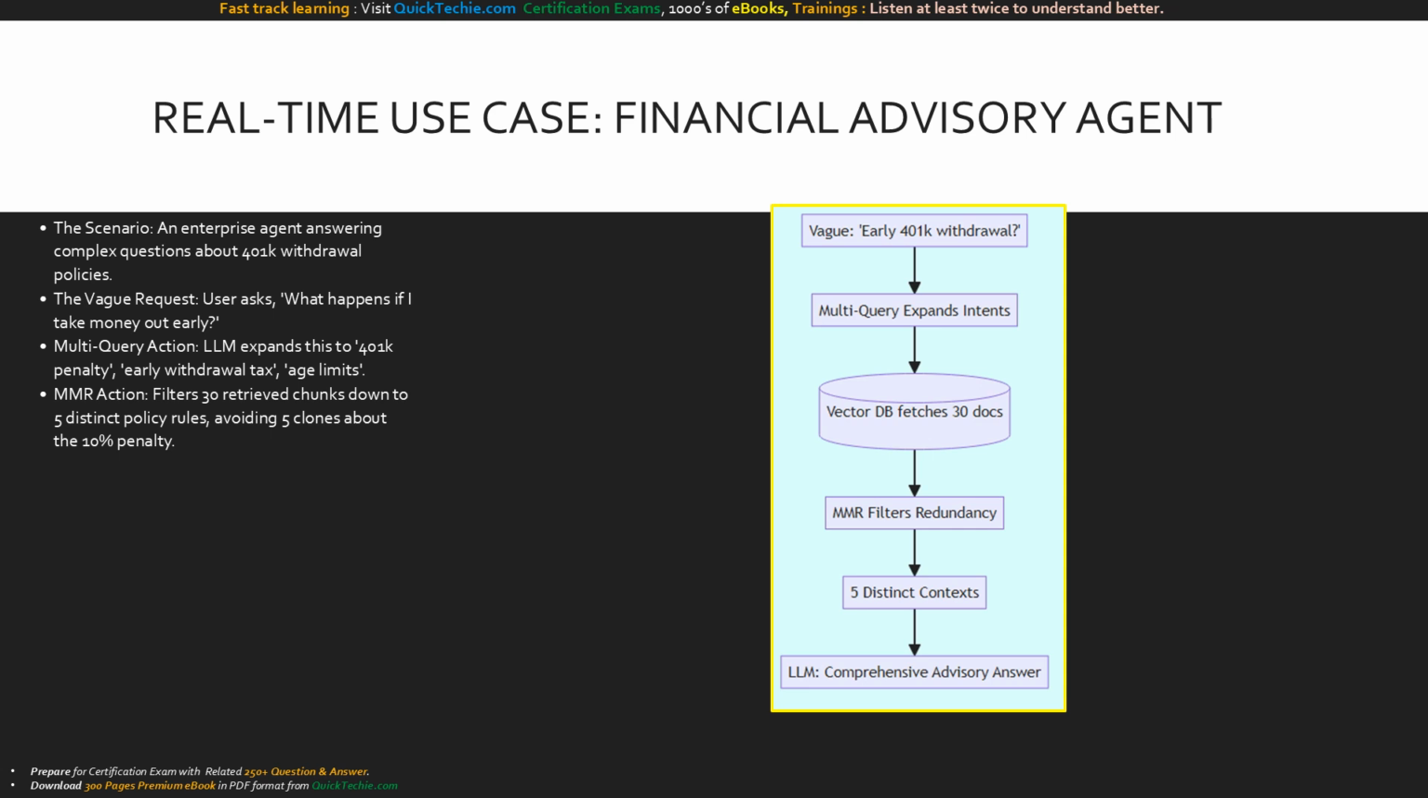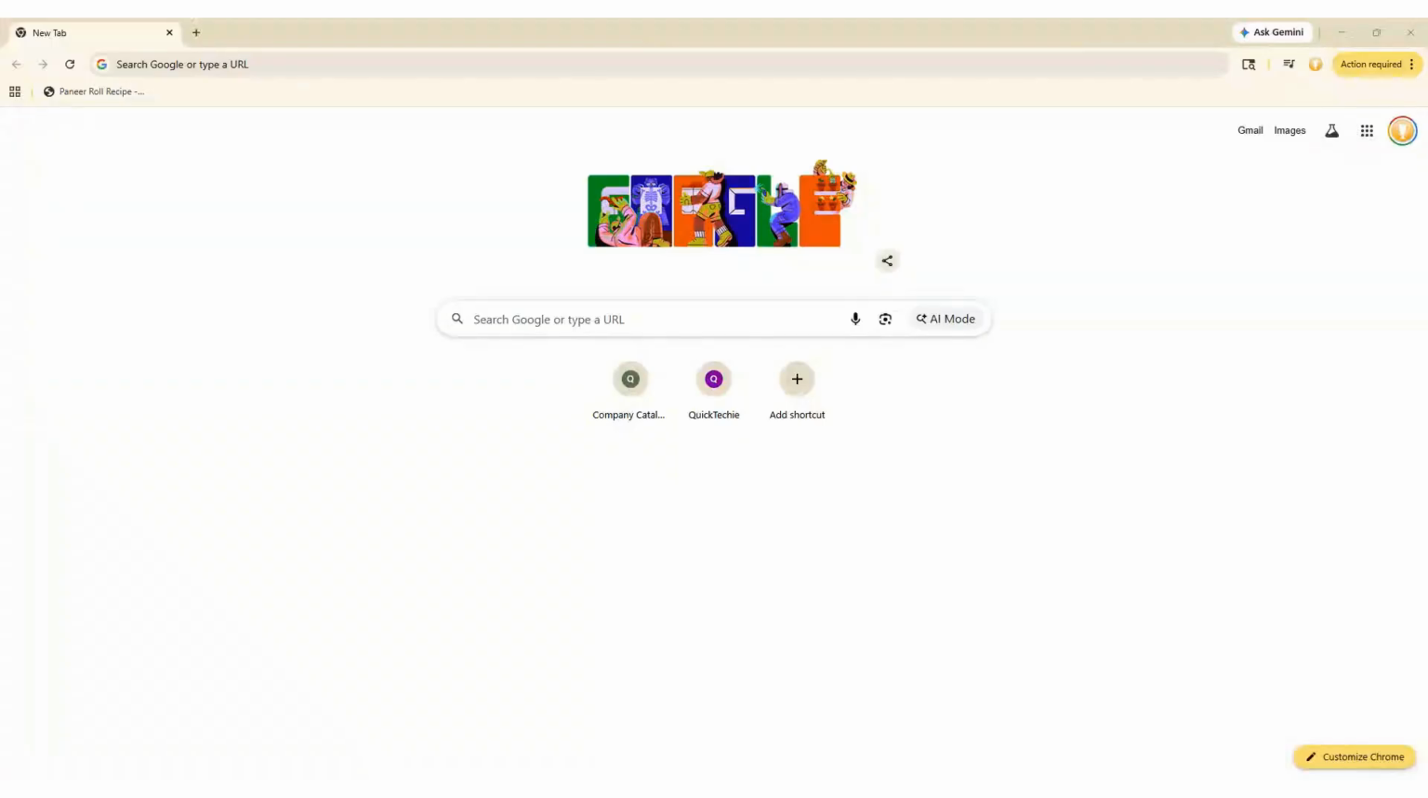Our final diagram brings it all together. The vague query enters the multi-query node, which expands the intents. The vector DB fetches a massive pool of 30 documents. The MMR node acts as our strict bouncer, filtering out the redundancy. It passes exactly 5 distinct, highly informative contexts to the LLM, which ultimately generates a comprehensive, expert-level advisory answer for the user.